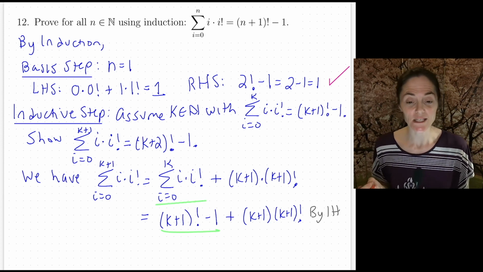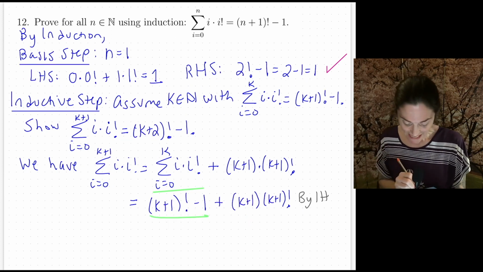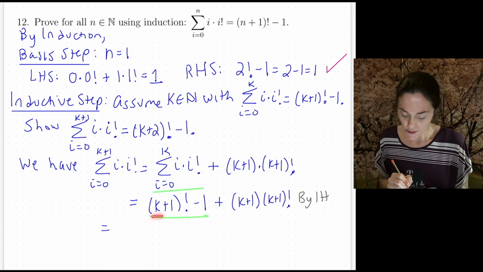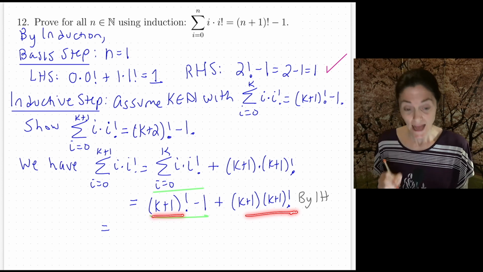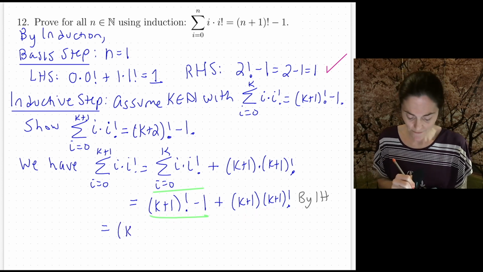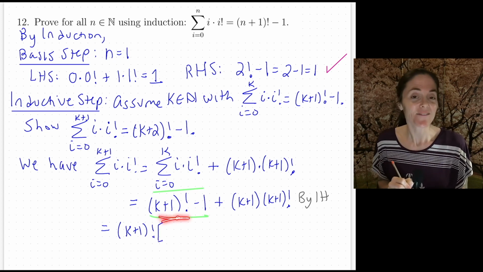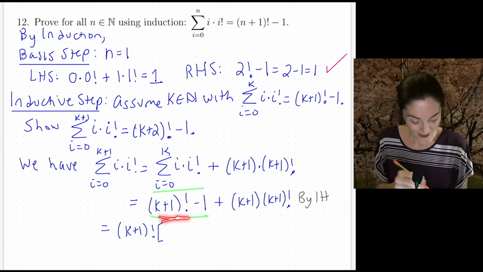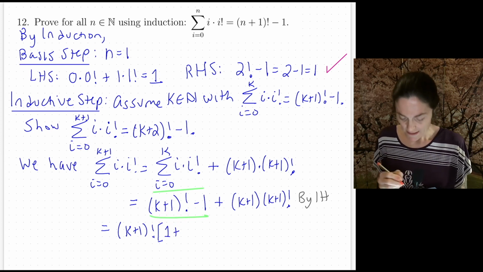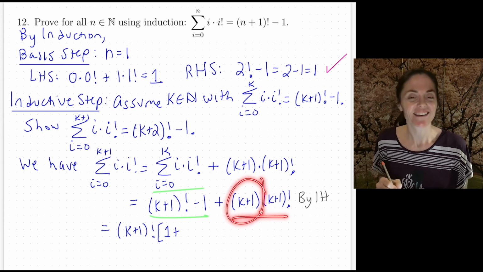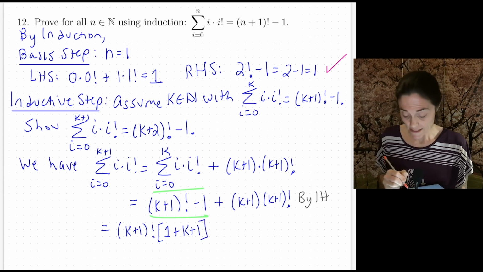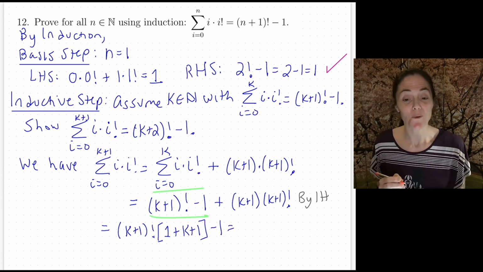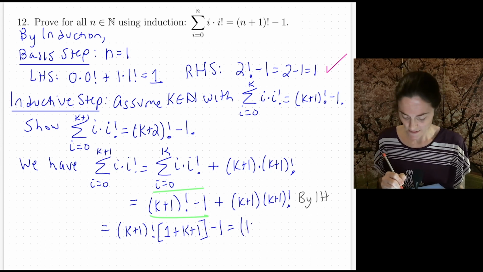Okay, now we need to do some algebra. If you look, this term and this term both have (k+1) factorial, so I can factor this out of these two terms. So I have (k+1) factorial. When I factor out a (k+1) factorial here, I'm just left with 1. And then here, I have just this, k plus 1. Now, I still have this minus 1. So let me do one more step, and then we're almost finished.